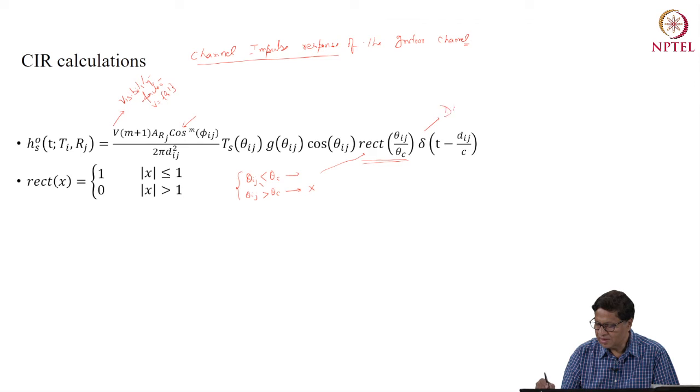This is the Dirac delta function. So this delta is of t minus D_ij, where D_ij is the distance between the transmitter Ti and receiver Rj divided by the velocity of light. So this is the channel impulse response for the line of sight for one Ti and one Rj.